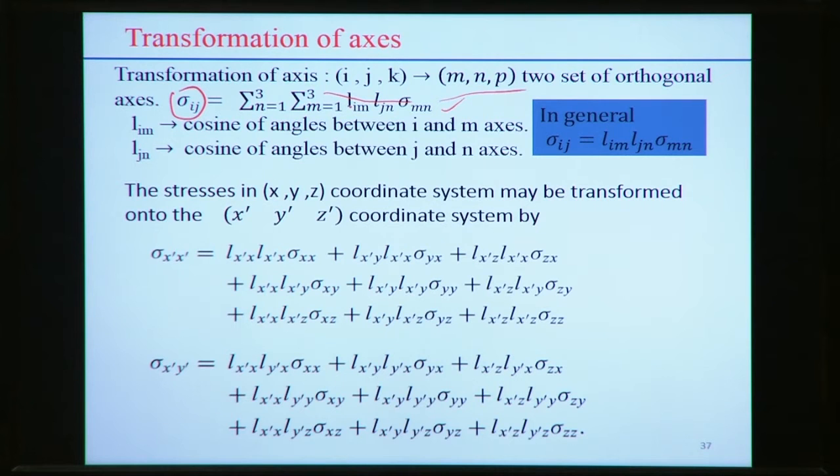Here L im and L jn are the direction cosines. Specifically, L im is the direction cosine between the I and M axes, and L jn is the direction cosine between the J and N axes. So in general we can write sigma ij equal to L im L jn sigma mn. This is the general representation of the stress with respect to different axis systems.